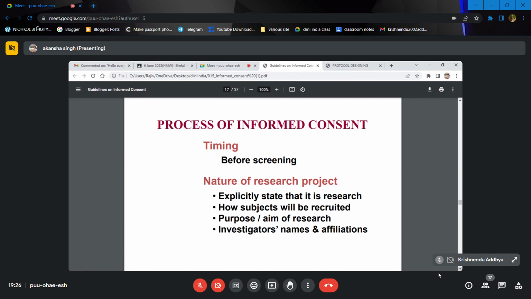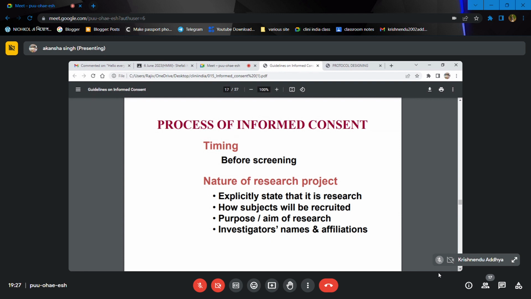Okay. Now, the nature of the research. It explicitly states that it is research, not a practice, not like some medication we are giving. It is not like a fully proven research we have done. It is a kind of research where we are analyzing certain things. Okay.